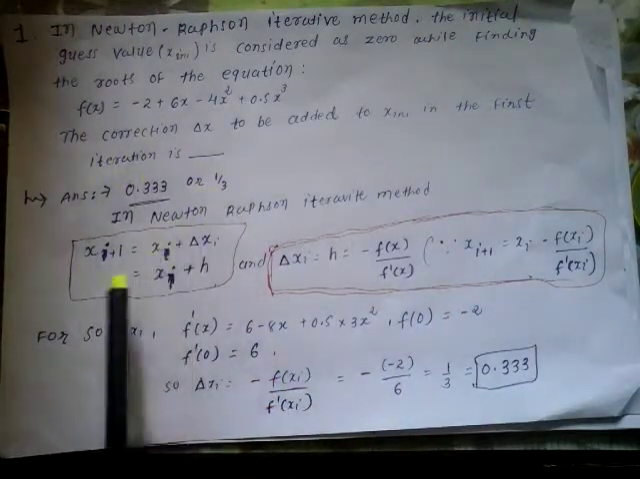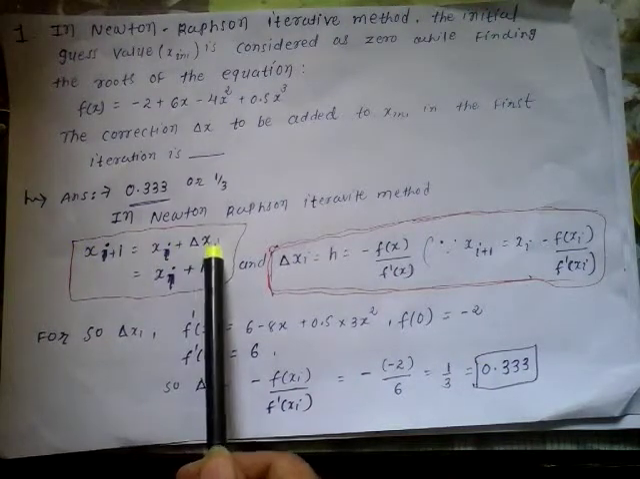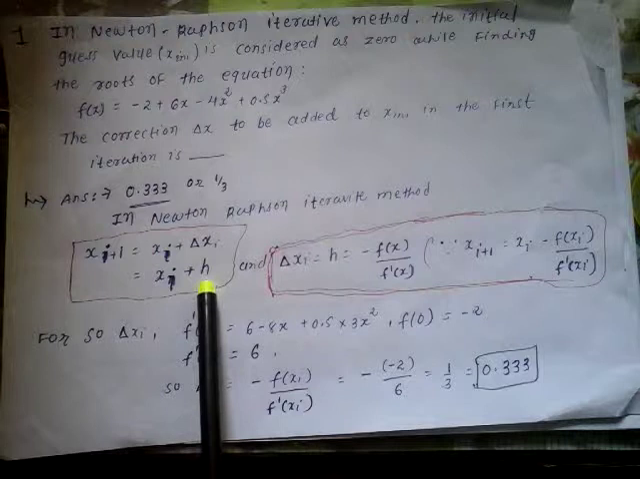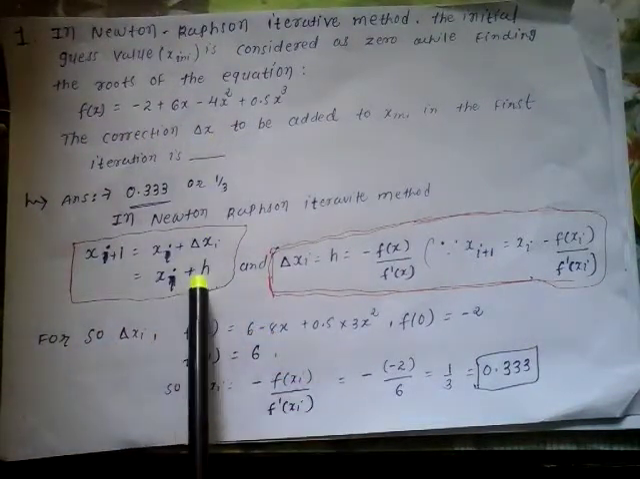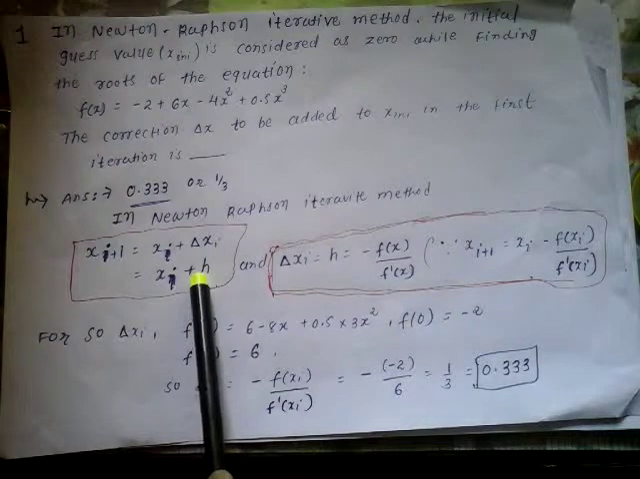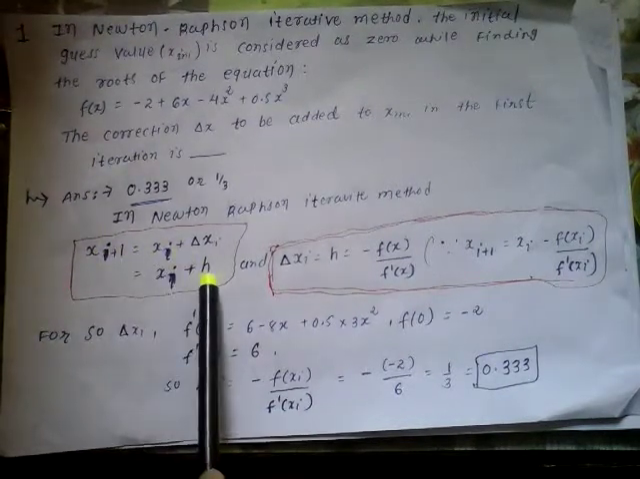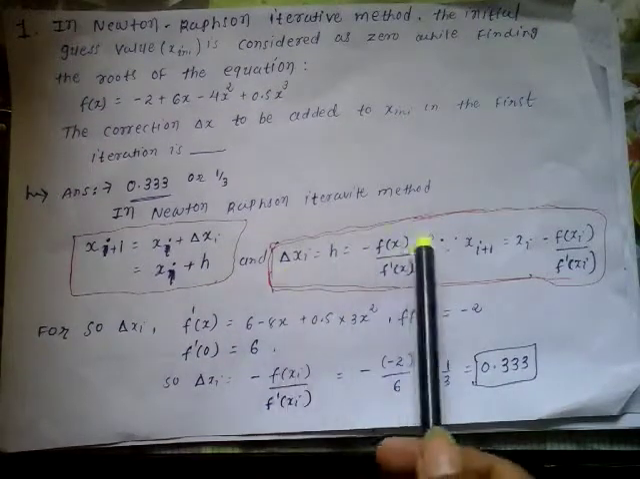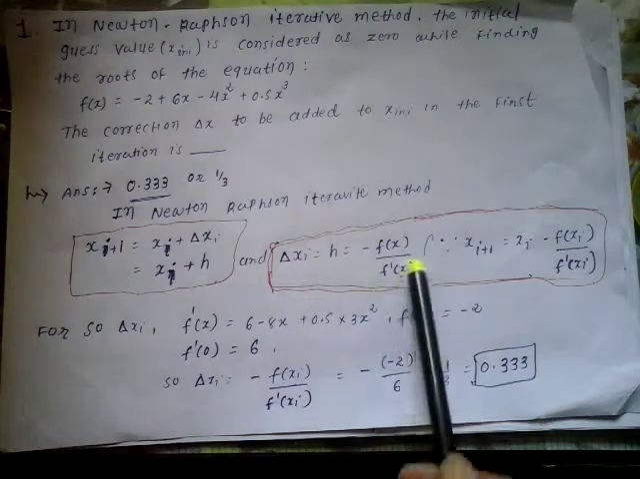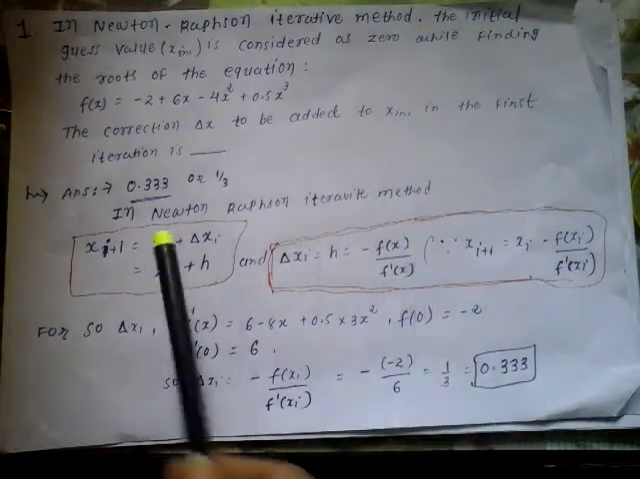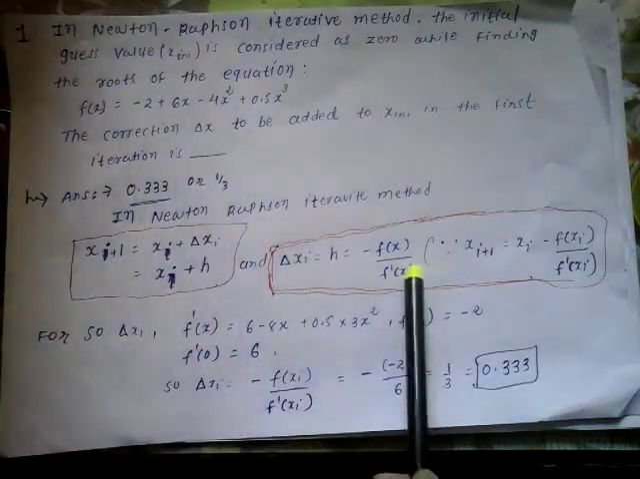We know that x of i plus 1 is equal to xi plus delta xi, or xi plus h, and here delta x is h, right? Because x of i plus 1 is equal to xi plus h, and h is minus f of x upon f dash x. Here f of x is given, so we can find f dash x.